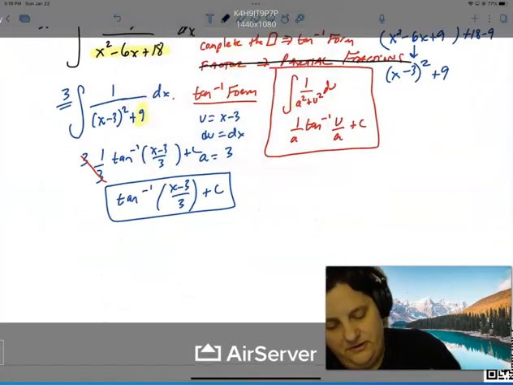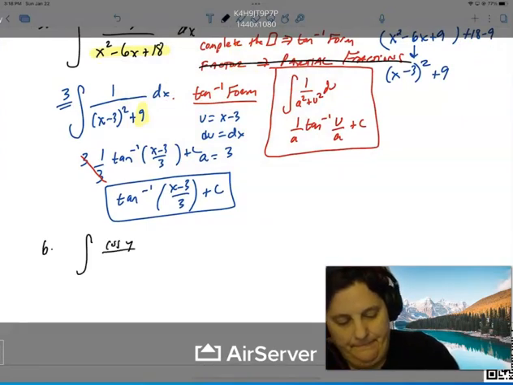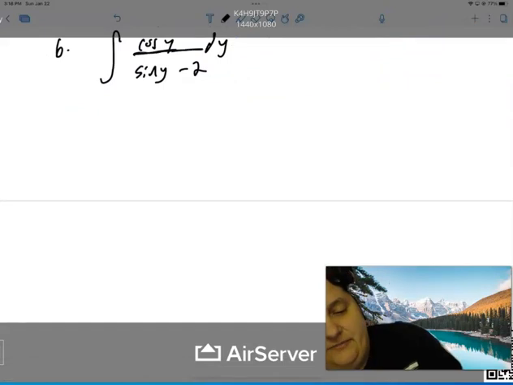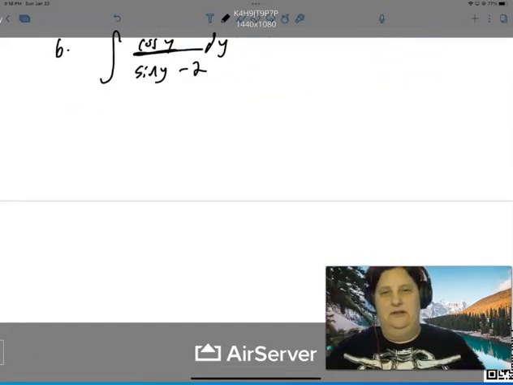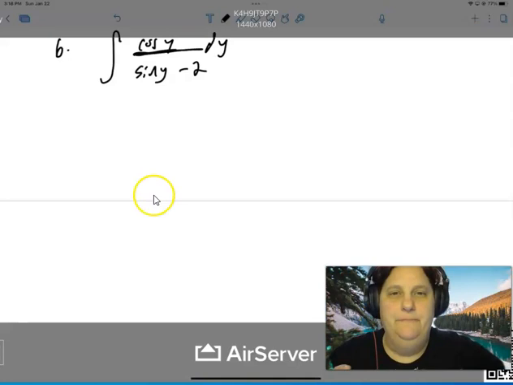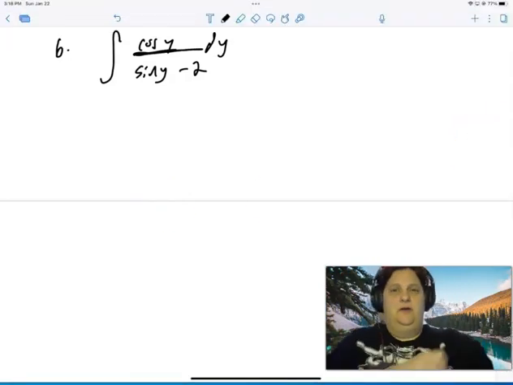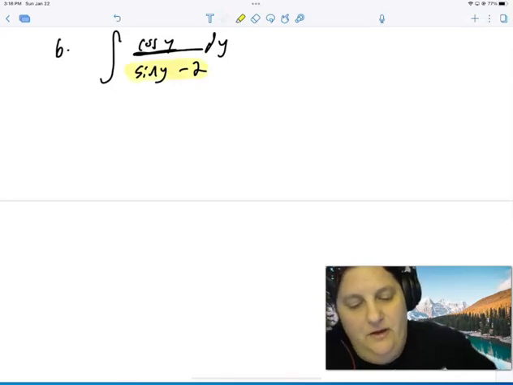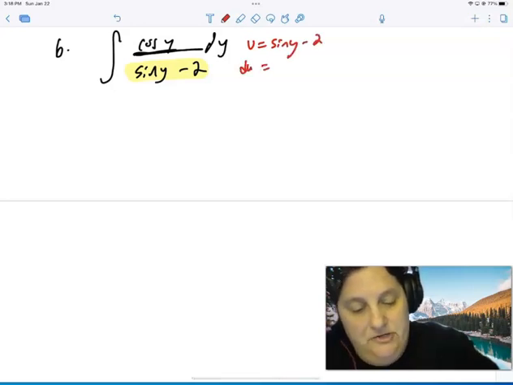Let's check out number 6. So a lot of times when I have a fraction and it's the same degree or the same kind of thing on the top and on the bottom, I'm going to do u sub, but I'm going to let u be the thing on the bottom. u is going to be sine y minus 2. And du, the derivative of sine, is going to be cosine y dy.